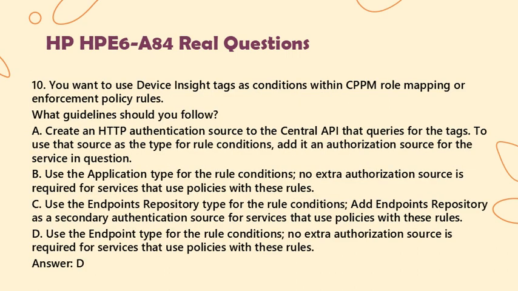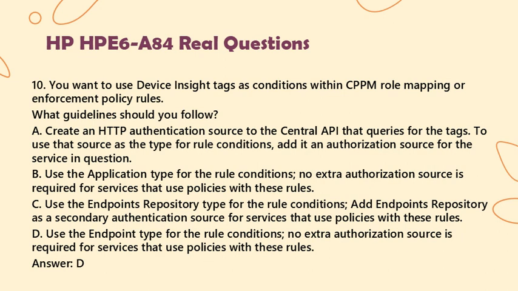10. You want to use Device Insight tags as conditions within CPPM role mapping or enforcement policy rules. What guidelines should you follow? A. Create an HTTP authentication source to the Central API that queries for the tags. To use that source as the type for rule conditions, add an authorization source for the service in question.